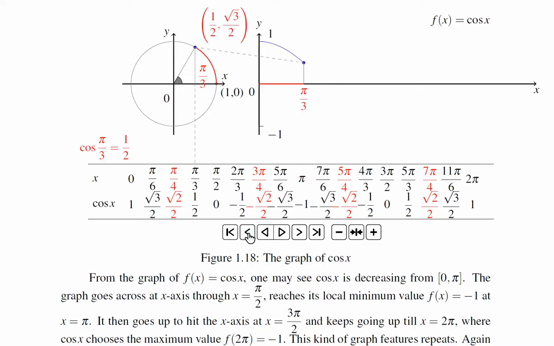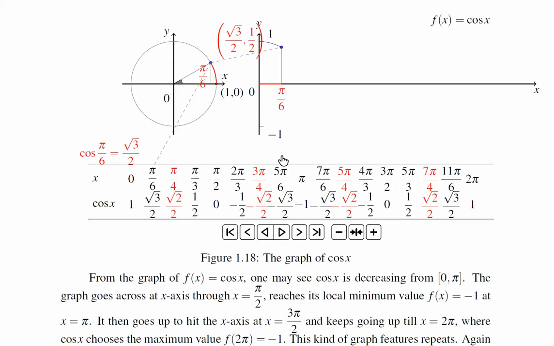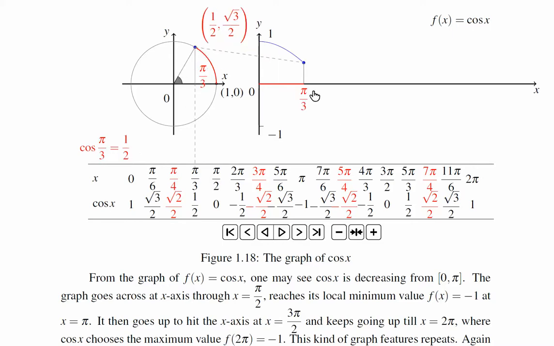Basically, from pi over 6 you go an equal length to pi over 3, the increment is pi over 6. Then another increment is pi over 6 again. After 3 increments of pi over 6, you reach pi over 2, for an equal amount of increment. Okay? But the y value, or f of x, or the length of the x-coordinate, is different.